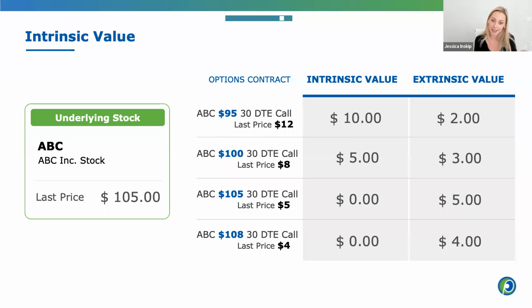So any option that has value where the strike price is more favorable than the market. So for a call, if the market price is higher than the strike, you could buy at a lower price, and therefore that's in the money. If it's the same price or even near it, we consider that at the money. And then if the market price is lower than the strike for a call, then it's considered out of the money.